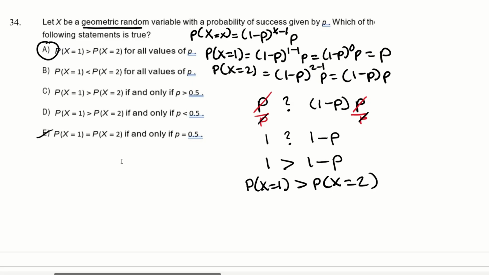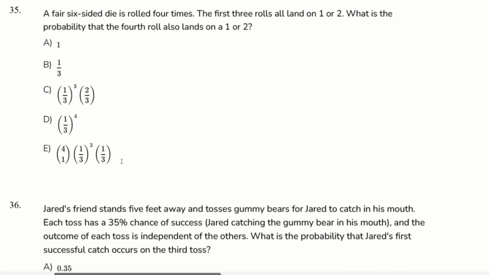All right, so let's look at number 35. A fair six-sided die is rolled 4 times. Okay, so we have a six-sided die, and then 4 times. The first 3 rolls land on 1 or 2. What is the probability that the fourth roll also lands on a 1 or 2? This is a really simple question, but it looks complex if you're overcomplicating it, right? So they're saying that the first 3 rolls are all 1 or 2, but then they're looking at the fourth roll. Does it really matter about the first 3 rolls?